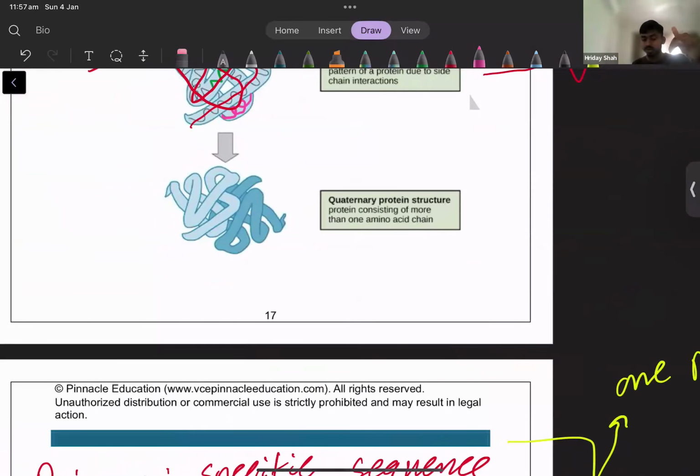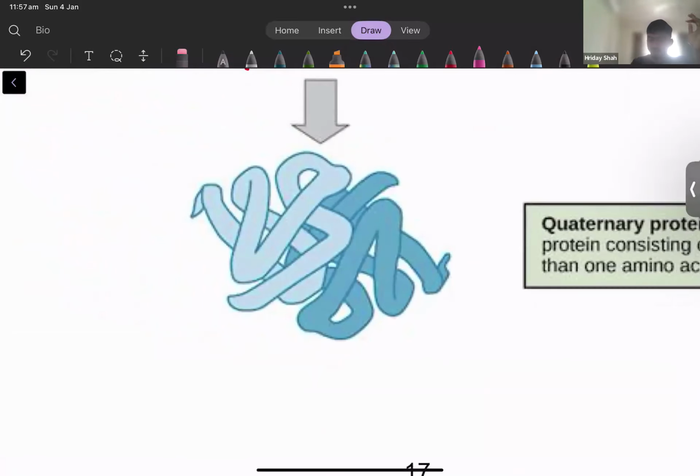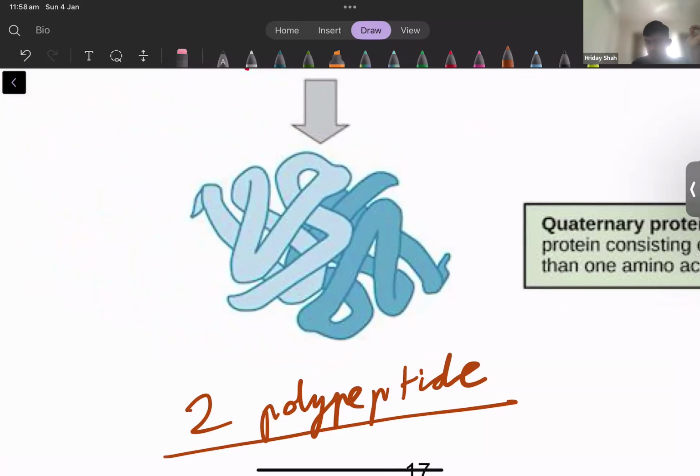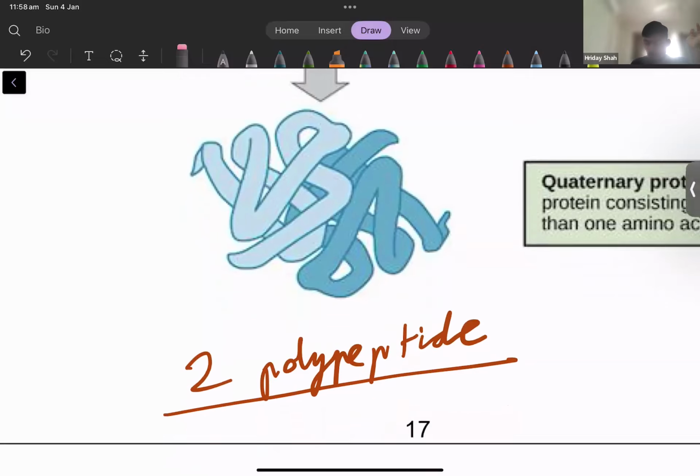Then when you move on to quaternary structure, the example I've given you here is two polypeptide chains. This is by far the most common way. So you can see they're given in completely different colors. There's one, the second one is slightly behind it.